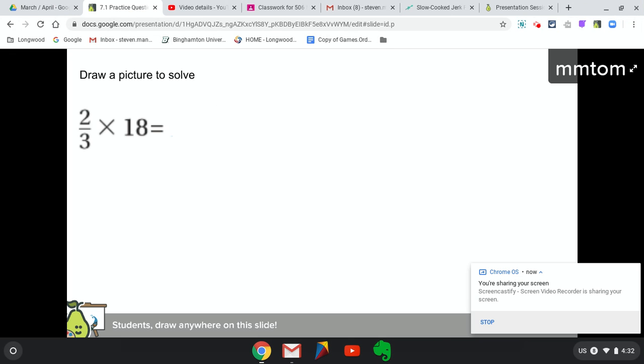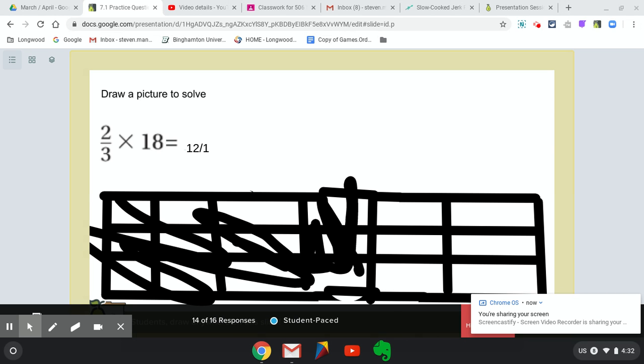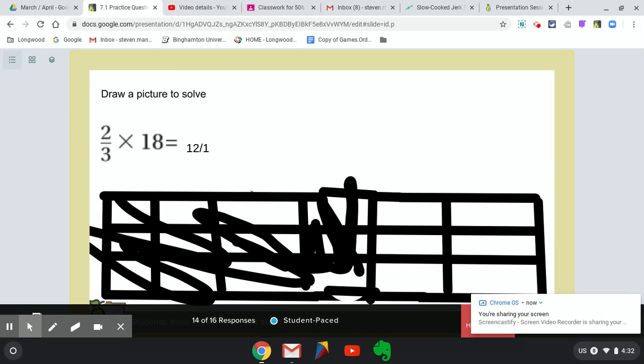If I go back here and take a look, I can look at student drawings here. And when I do that, I see down here at the bottom, it shows me 14 of 16. I'm actually the 16th person because I'm going to be showing you how to do these questions correctly. So it's a little disappointing that at 4:30, I only have 15 responses.